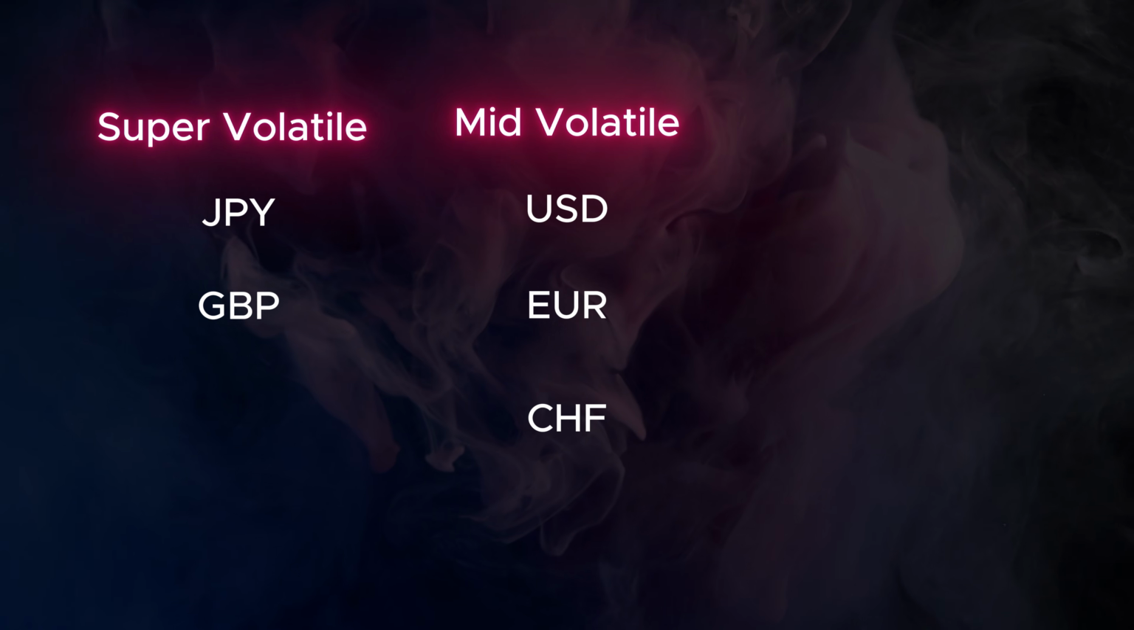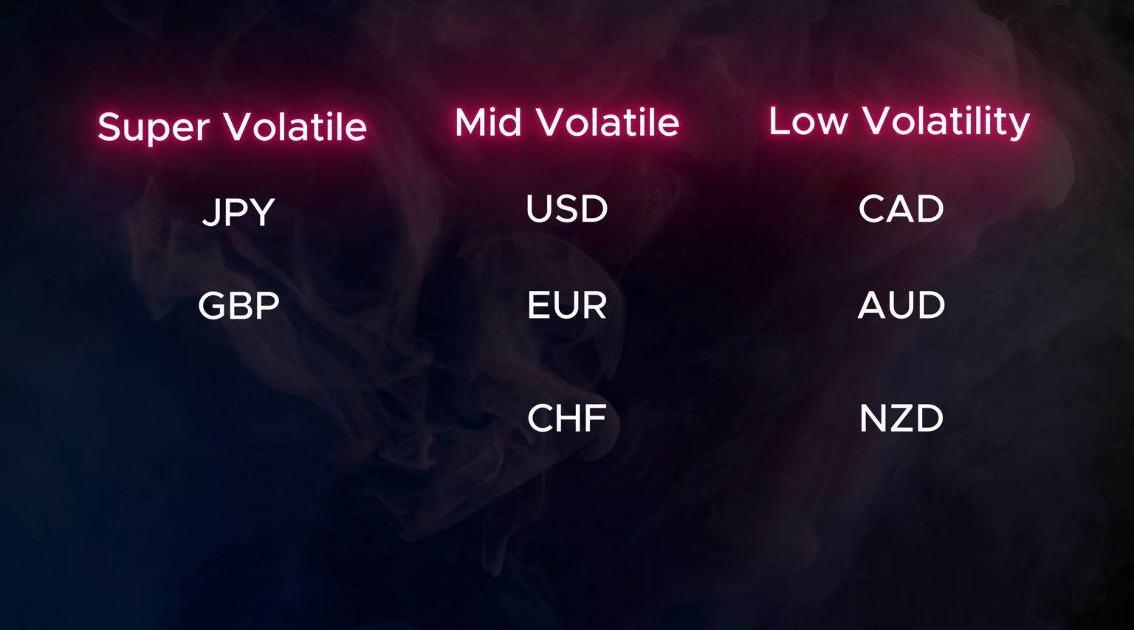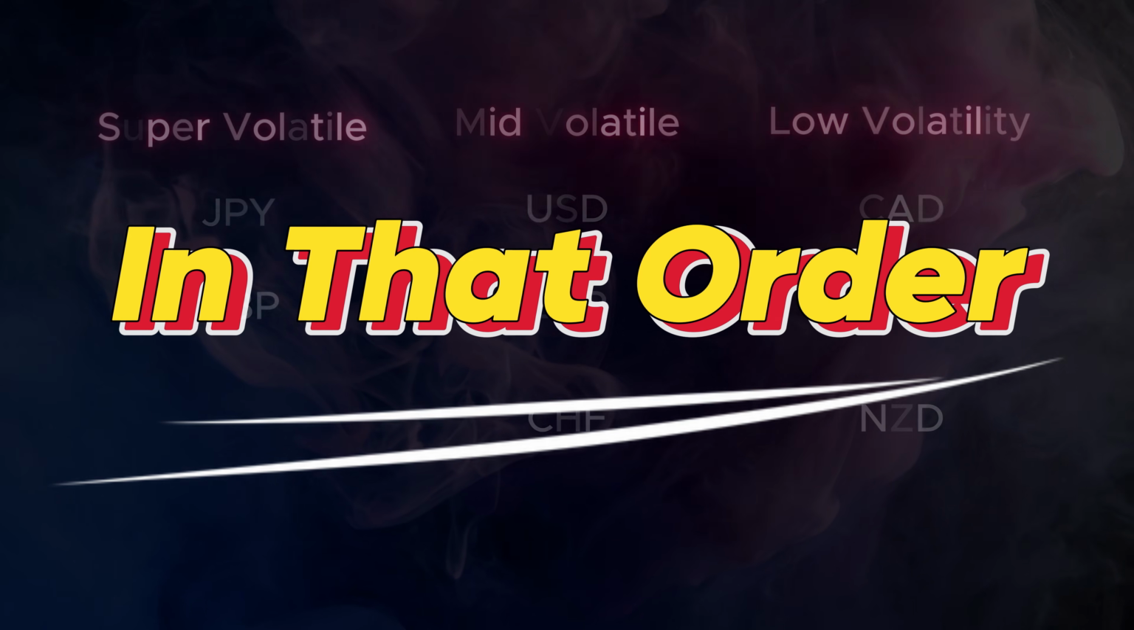In terms of a list, in my personal opinion it is this. The super volatile currencies are JPY and GBP, mid-range US dollar, euro and CHF, and then on the low volatility side, Canadian dollar, Australian dollar and New Zealand dollar, in that order. So you can pair up these combos and then reduce the risk through diversification by having some volatile currencies, but then also having a balance on the other side.